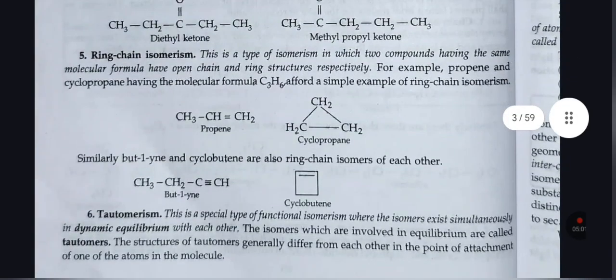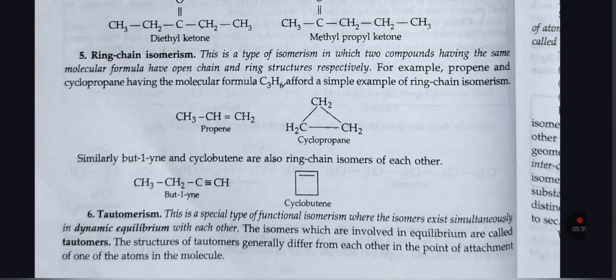Ring chain isomerism. This is a type of isomerism in which two compounds having the same molecular formula have open chain and ring structures respectively. For example, propene and cyclopropane having the molecular formula C3H6 afford a simple example of ring chain isomerism. Propene, cyclopropane. Similarly, but-1-yne and cyclobutene are also ring chain isomers of each other. But-1-yne and cyclobutene structures are given here.